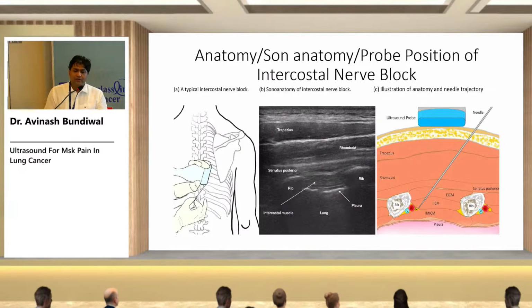Now let us come to the anatomy, sonoanatomy, and probe position in intercostal nerve block. In this slide, the probe position should be parallel to the spine. In this sonoanatomy, you can see skin, then trapezius, then rhomboid, then serratus posterior or erector spinae muscle, then rib and pleura. This is all muscle plane, this is pleura, this is rib. The main complication in any nerve block around the lung is pneumothorax, so you should take care of that.